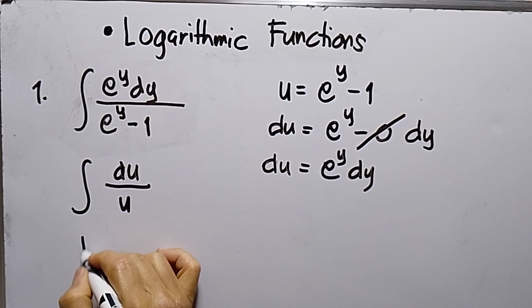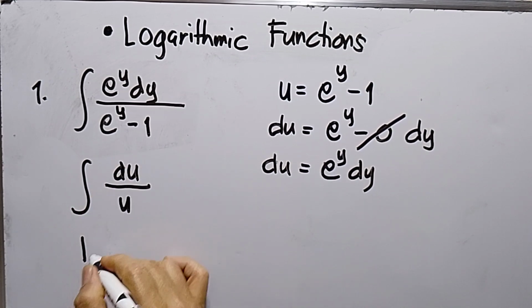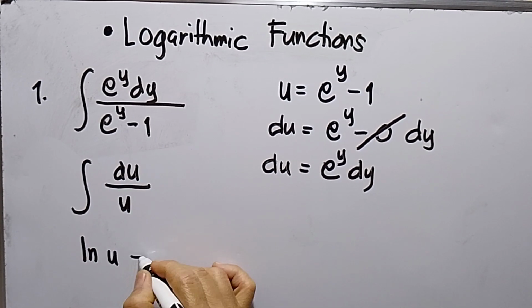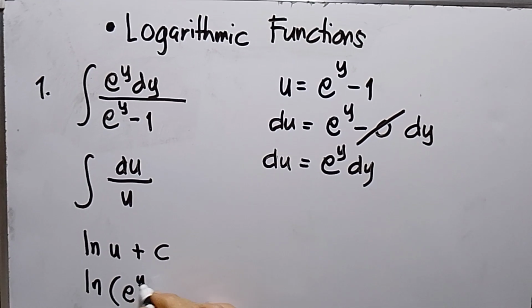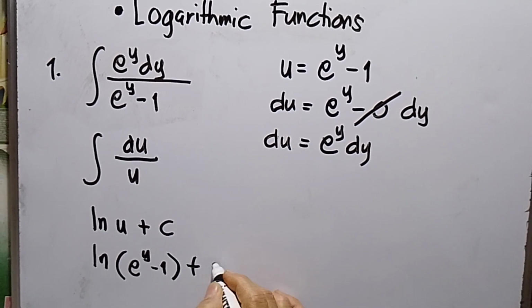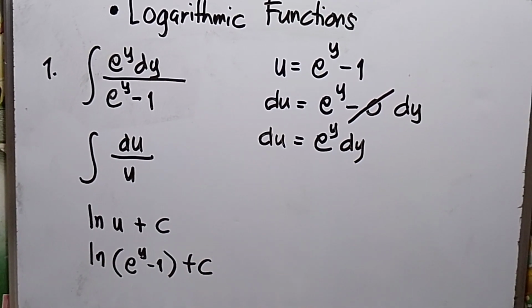So therefore this will be the integral of du over u, which is equal to ln u plus c. So ln of e to the y minus 1 plus c. So this is my number 1 answer.